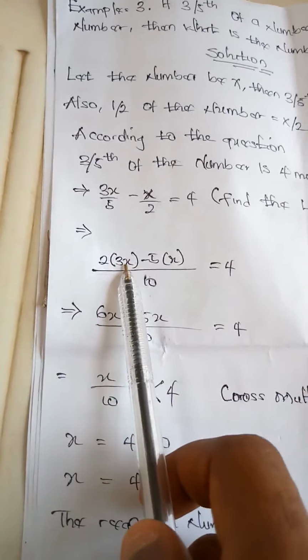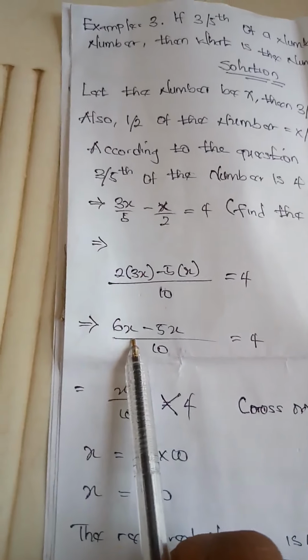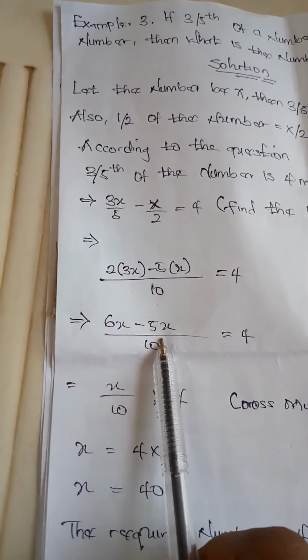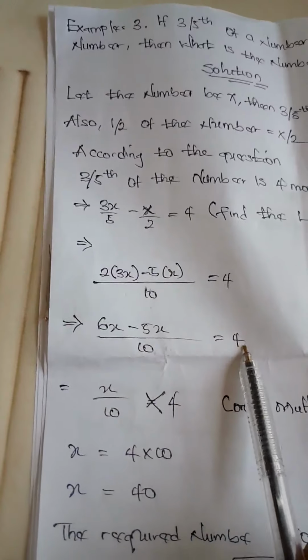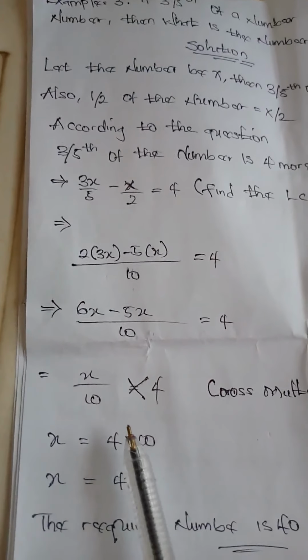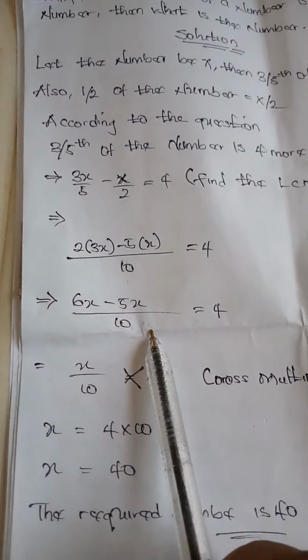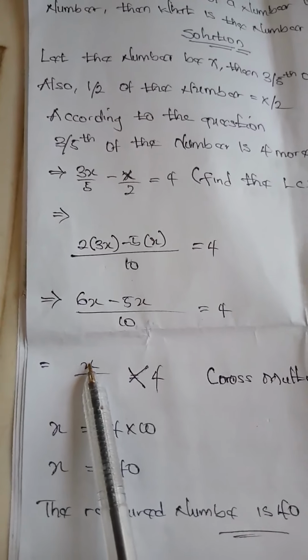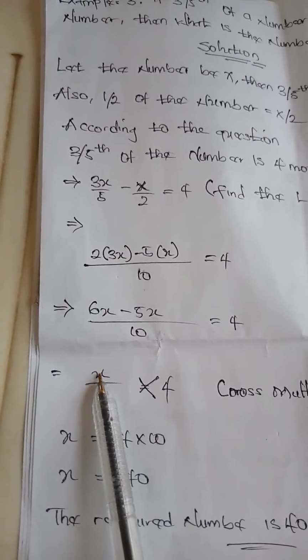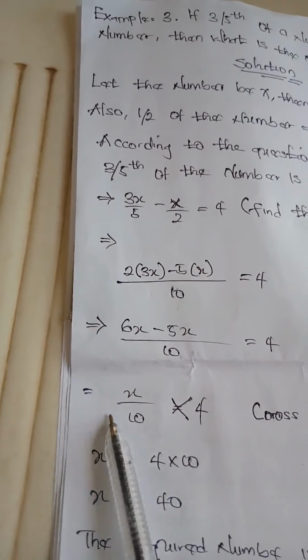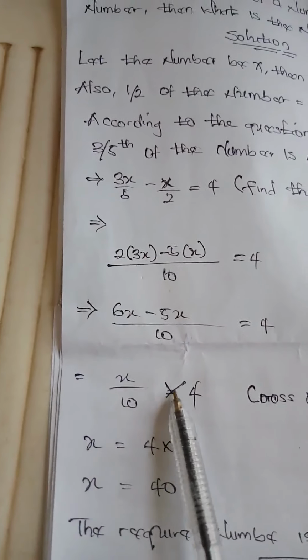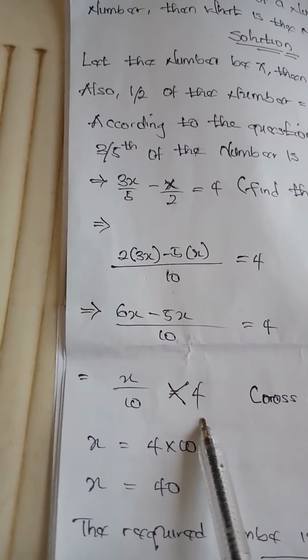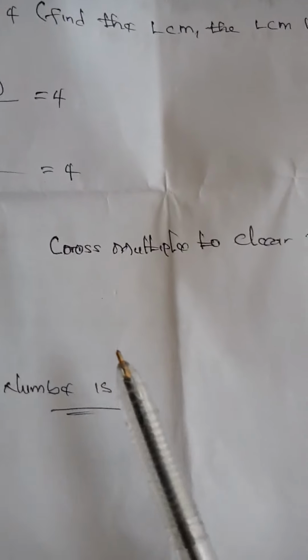2 times x gives us 2x. 5 times x gives us 5x, all over 10 equals 4. Now 6x minus 5x gives us x, which you can also write as just x, all over 10 equals 4.